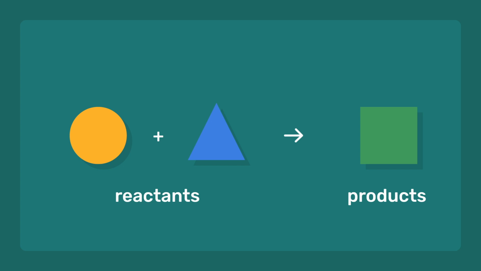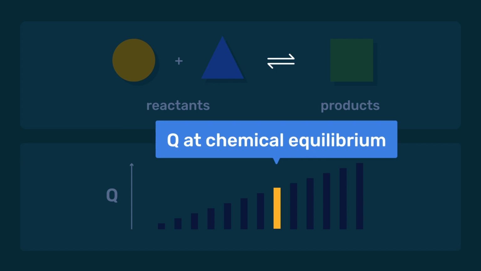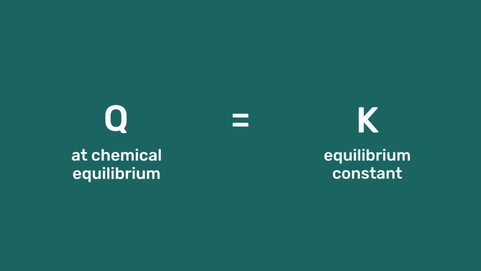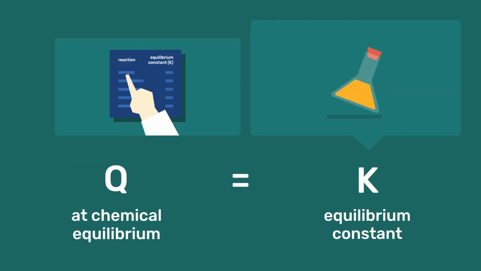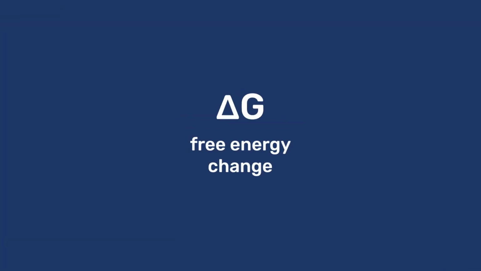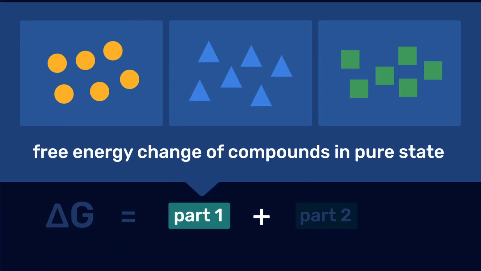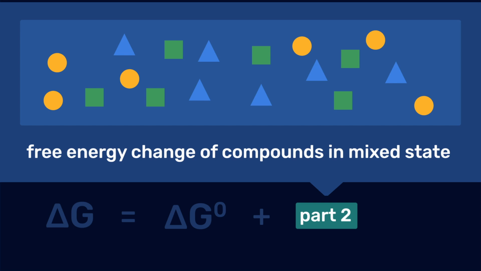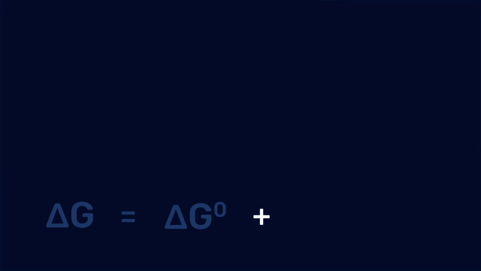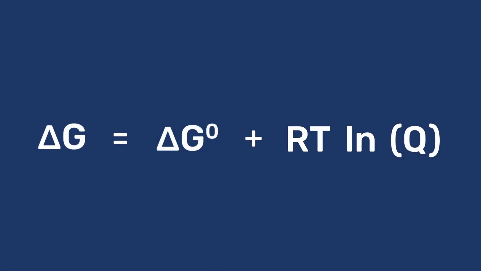For each chemical reaction, there is a specific value of the reaction product Q, which corresponds to chemical equilibrium. This value is noted K and can be determined experimentally or looked up in thermodynamic tables. The free energy change, delta G, of a chemical reaction can be subdivided into a first part relating to the compounds in their pure state, delta G0, and a second part accounting for the mixing of these compounds, RT ln Q, giving delta G equals delta G0 plus RT ln Q.